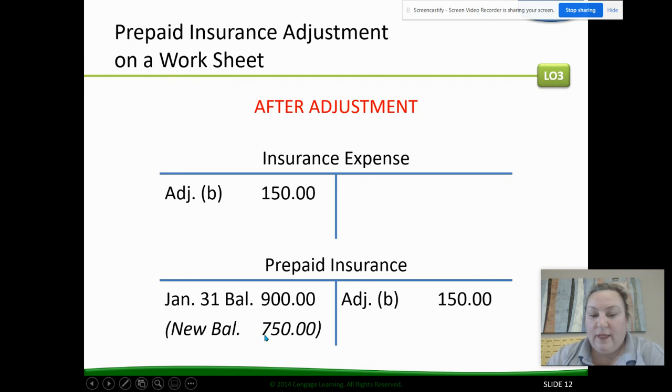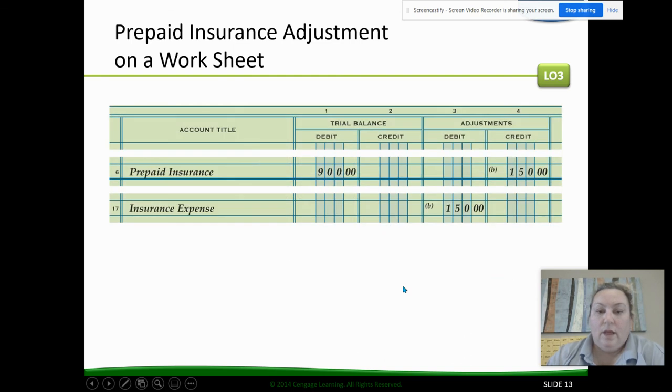So we have $750 left. Okay. That's what our ending number in prepaid insurance is going to be, $750. And then our insurance expense, because this is what's used, is going to have that $150. So there's my debit, there's my credit. All right. And then this is what it looks like in the worksheet.